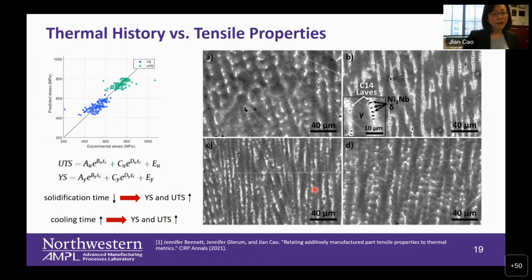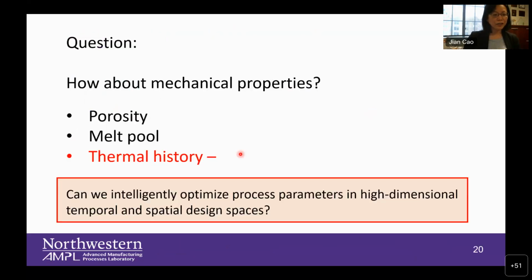One thing is about the spacing. The other one, the heat treatment, is also about the additional delta phase generated that cuts the brittle Laves phases, and that helps strengthen the material properties, right? So from here, what we are saying is, okay, we can't just do melt pool control. We actually need to control the thermal history. And thermal history is very challenging to control, right? Because it's a highly dimensional, temporal and spatial design.